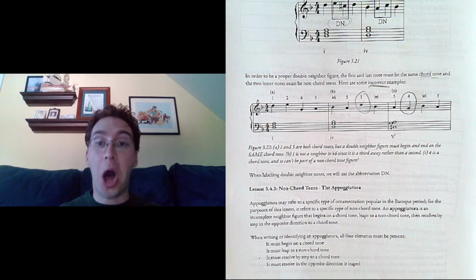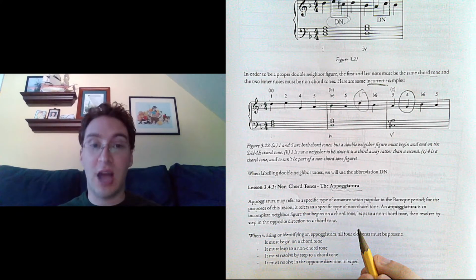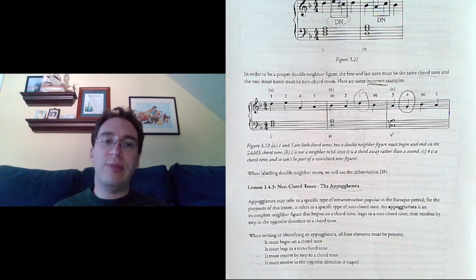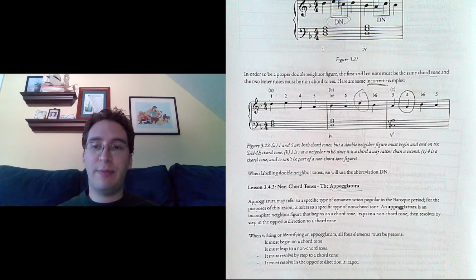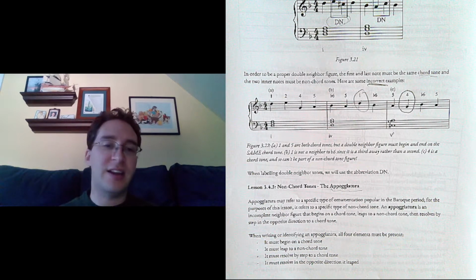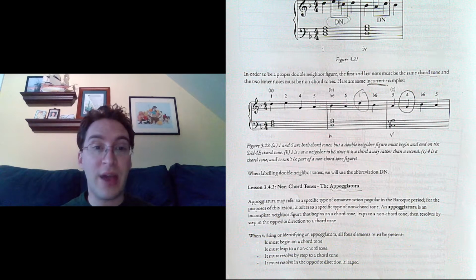Welcome to lesson 3.4.3, where we look at another type of non-chord tone, the Appoggiatura. Two P's, two G's, Appoggiatura. There are two different meanings for this. One is a specific type of ornamentation popular in the Baroque period, but that's not what we're worrying about right now. I'll probably have a lesson on Baroque ornamentation at some point, but this is not that lesson.